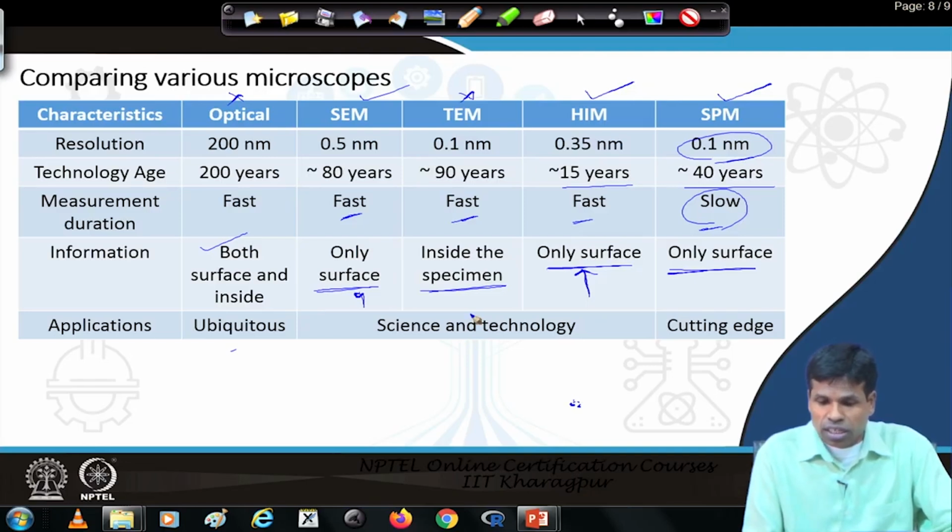and all these other advanced microscopy techniques are used in science and technology, and in the invention and discovery of new materials and understanding the materials properties.